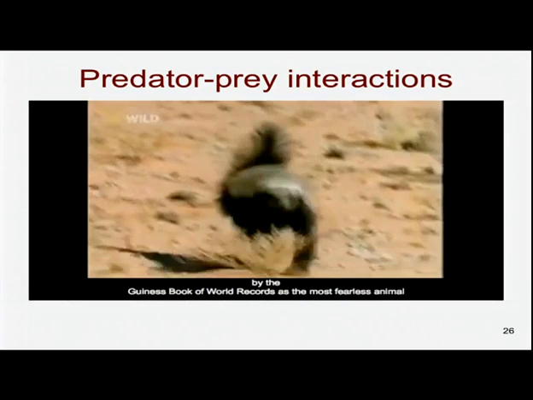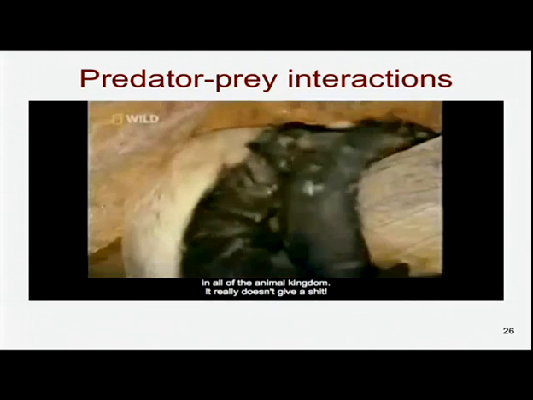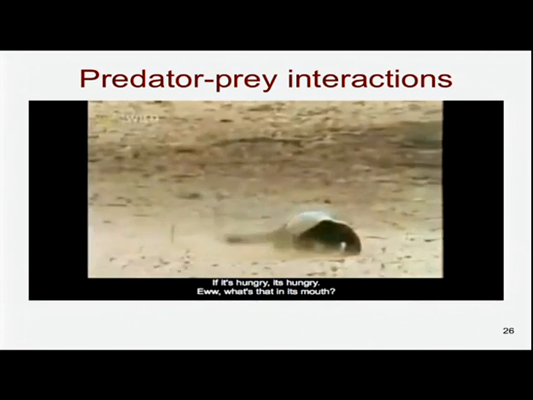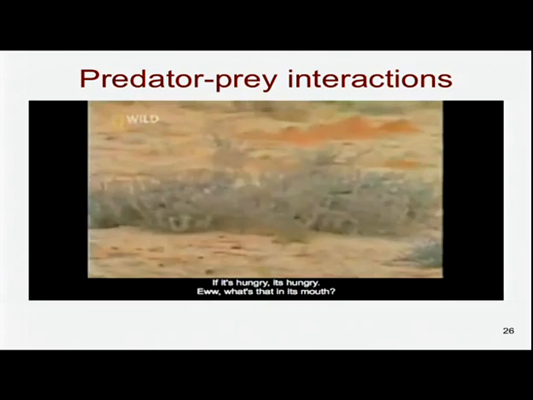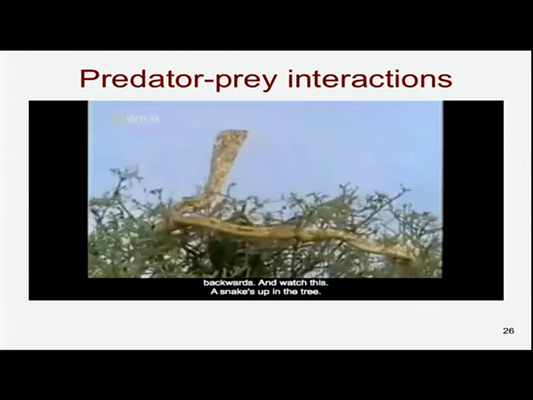The honey badger has been referred to by the Guinness Book of World Records as the most fearless animal in all of the animal kingdom. It really doesn't give a shit. If it's hungry, it's hungry. Ew, what's that in its mouth? Oh, it's got a cobra. Oh, it runs backwards. Now watch this.